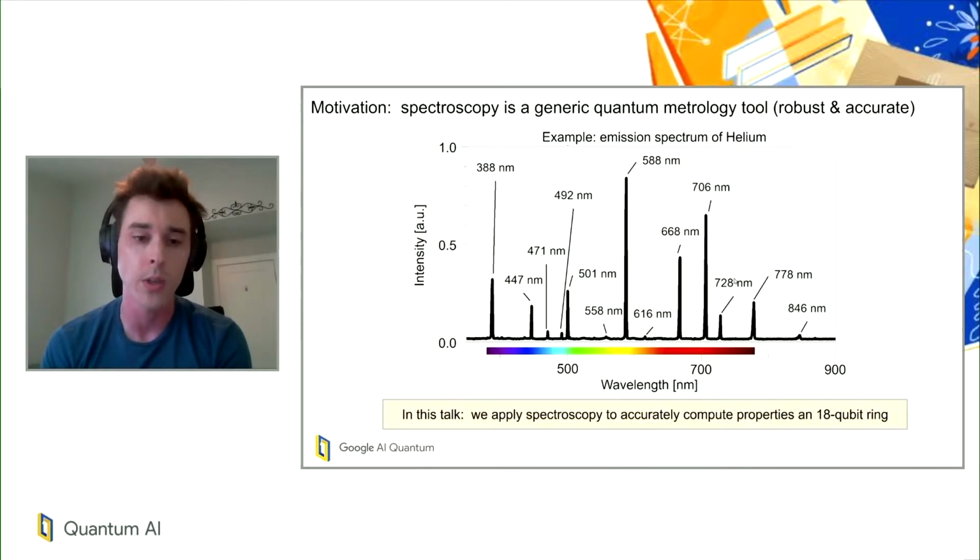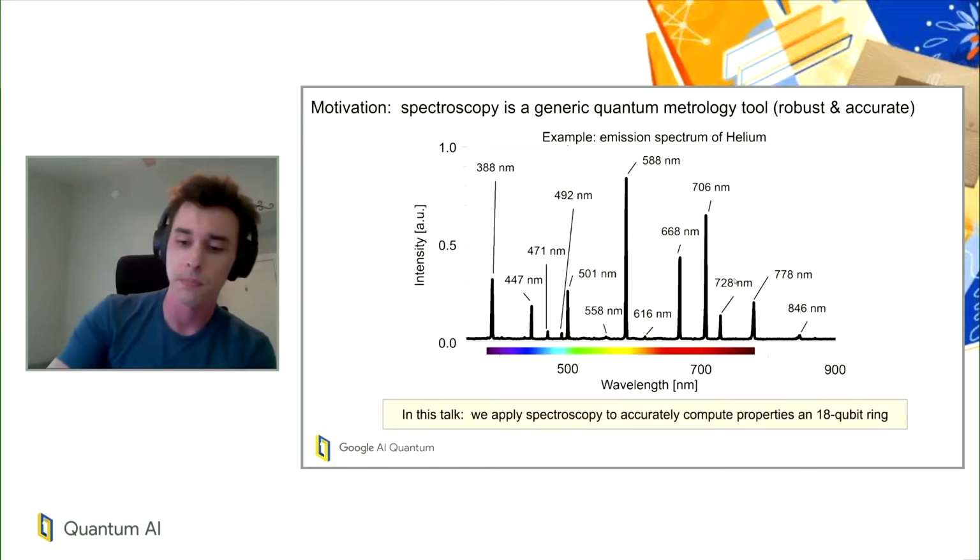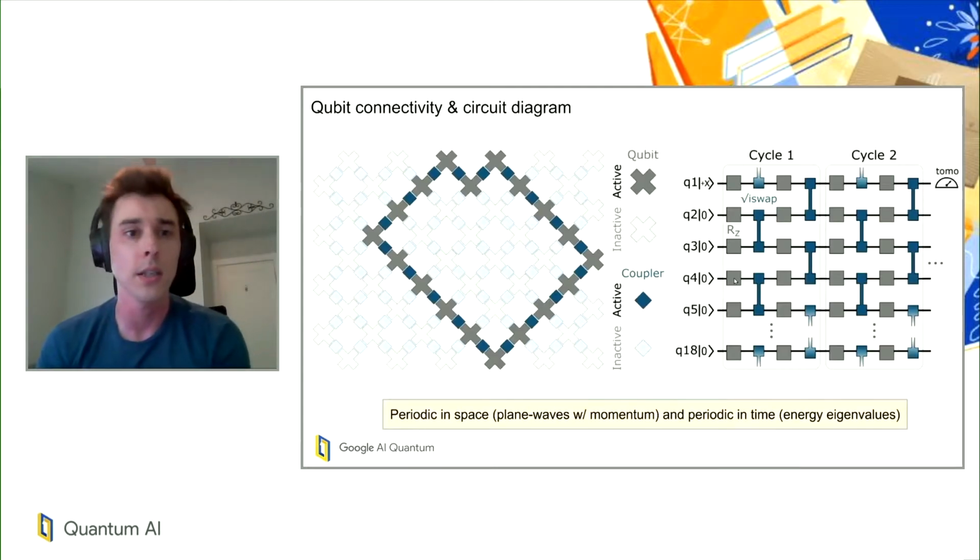So in this talk, what we're going to do is we're going to apply these generic notions of spectroscopy to accurately compute properties of a large multi-qubit system. So let's look at the qubit connectivity and the circuit diagram that's going to apply to all of the data that I'm going to show today.